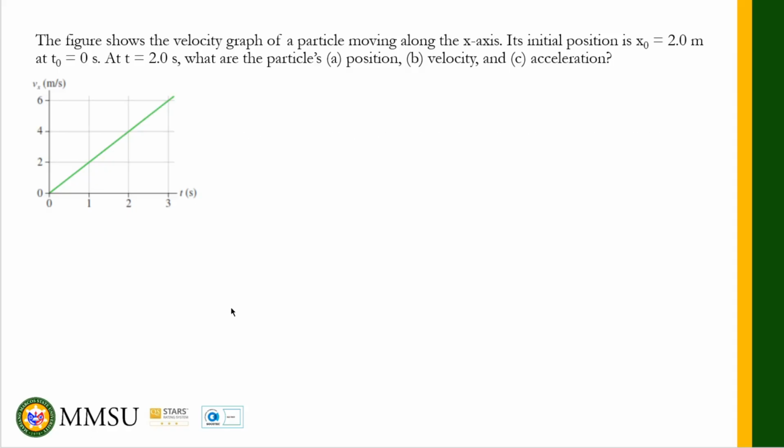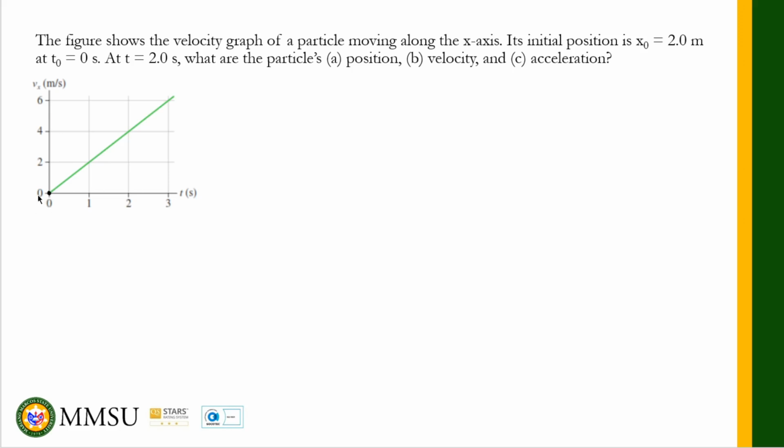Let us try to answer this problem. The figure shows the velocity graph of a particle moving along the x-axis. Its initial position x sub 0 is equal to 2 meters at t sub 0 equals 0 seconds. At time equals 2 seconds, what are the particle's position, velocity, and acceleration? The given graph is the velocity versus time. So we know the velocity at each time.